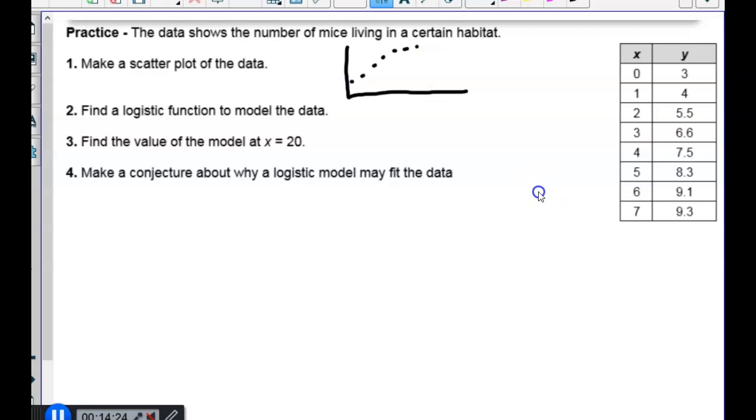And it looks like that. Mine's very rough. Find a logistic function to model the data. Notice it tells you exactly what function to use. Okay. It is logistic, and that is what it will say. How do we get there again, guys?